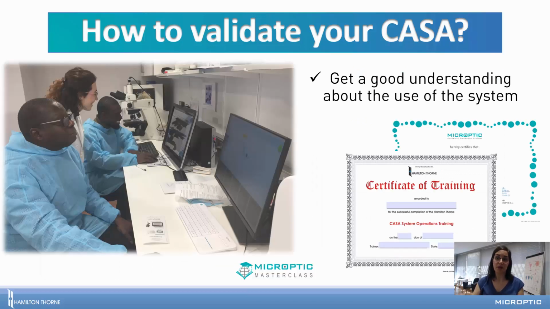Also, it's very important to get a good understanding about the use of the system. So I recommend doing a training before doing the validation. Here we can guarantee that the users are using the system as expected. It is important to know the limitations, to get a good understanding about the interpretation of results, and how to handle problems that could arise with CASA. So it's important to get a good knowledge about how to handle a CASA system.